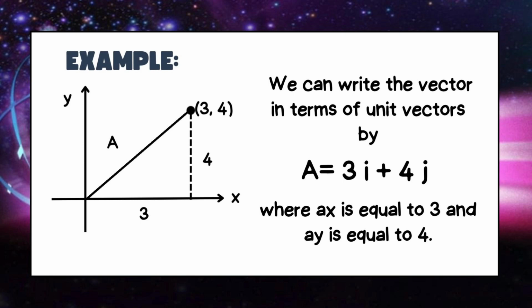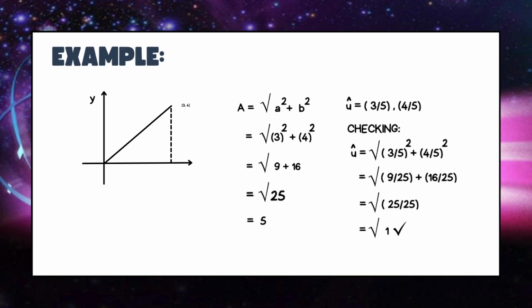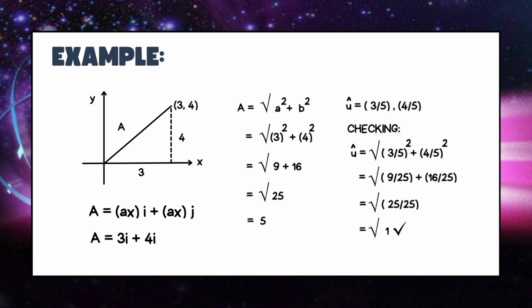But how are we going to solve for unit vectors? First, we are going to find the magnitude of vector A using the Pythagorean theorem. A is equal to the square root of a squared plus b squared. Let's just substitute the value. 3 squared is equal to 9 and 4 squared is equal to 16. The sum is 25, then the square root of 25 is 5.